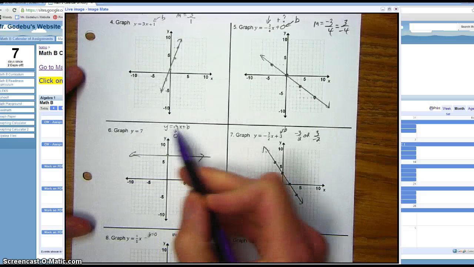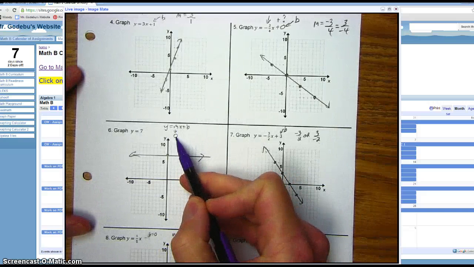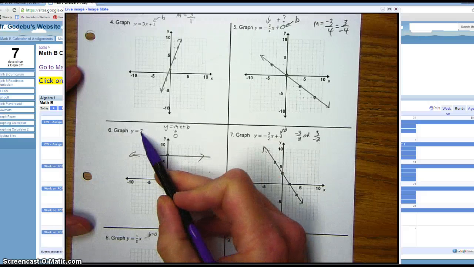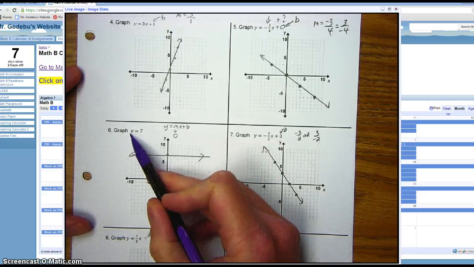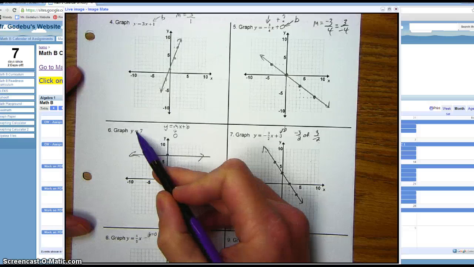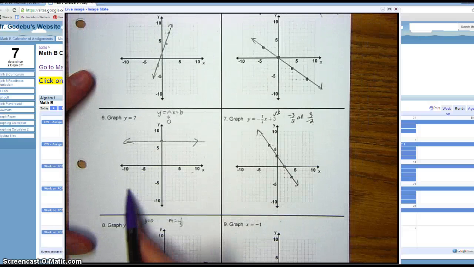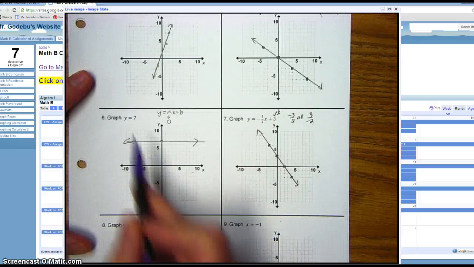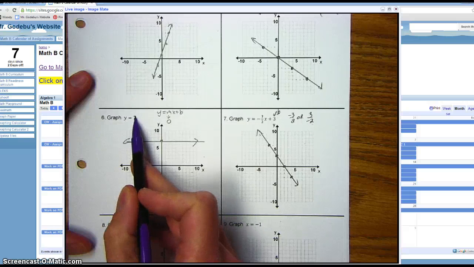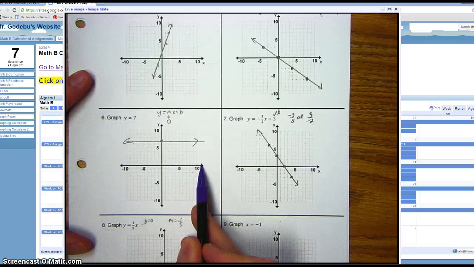All you got to know is if there's no x, that means that the slope is 0. And where do you put your line? You put it at whatever that says. If it says y equals 7, you put it at 7. If it says y equals negative 7, you would have put the line down here at negative 7. If it said y equals 0, where would you put it? You'd put it right on top of the x-axis.